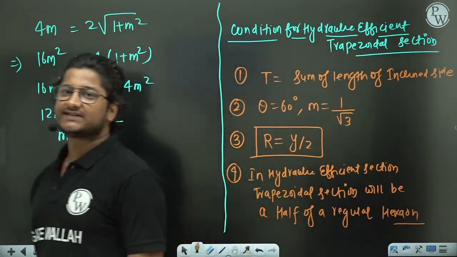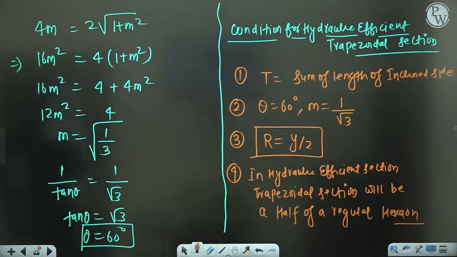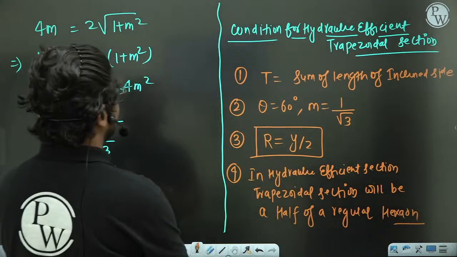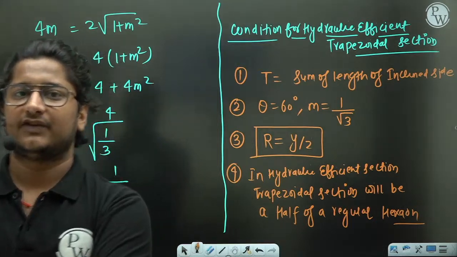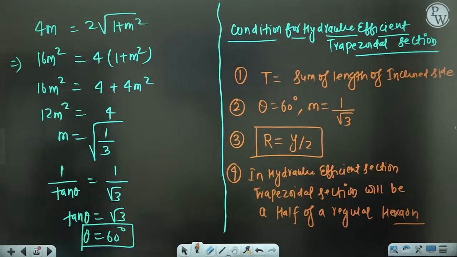So how it is, actually this trapezoidal section will be a half of the regular hexagon. If it is a hydraulic efficient section, it will be half of the regular hexagon. First note down these things. I will show you how. First note down each and everything, then I will show you how it is possible with the figure.